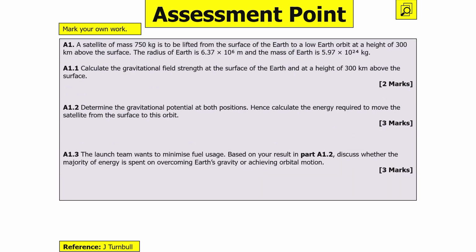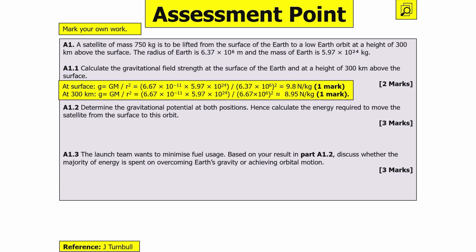Right, in this first one, we know at the surface g equals GM over r squared. Pop in our numbers and we get 9.8 newtons per kilogram. We now do the same at a height of 300 kilometers. So we now add the height of 300 kilometers to the radius of the Earth, all in meters. So we then get our answer to be 8.95 newtons per kilogram.